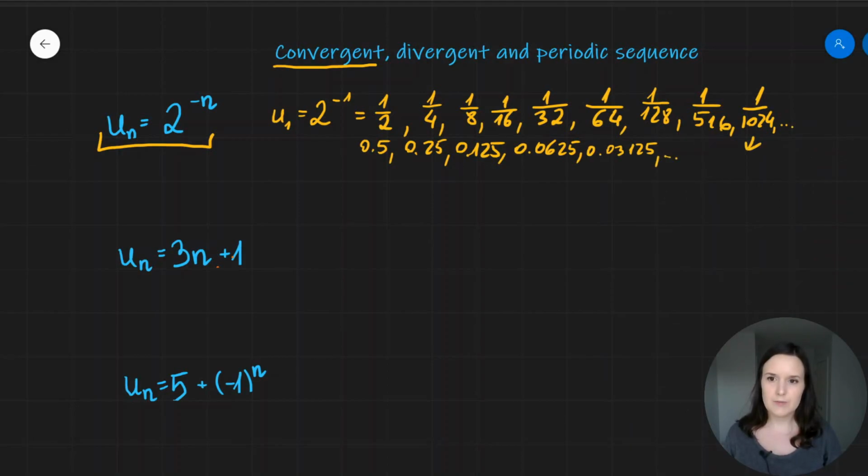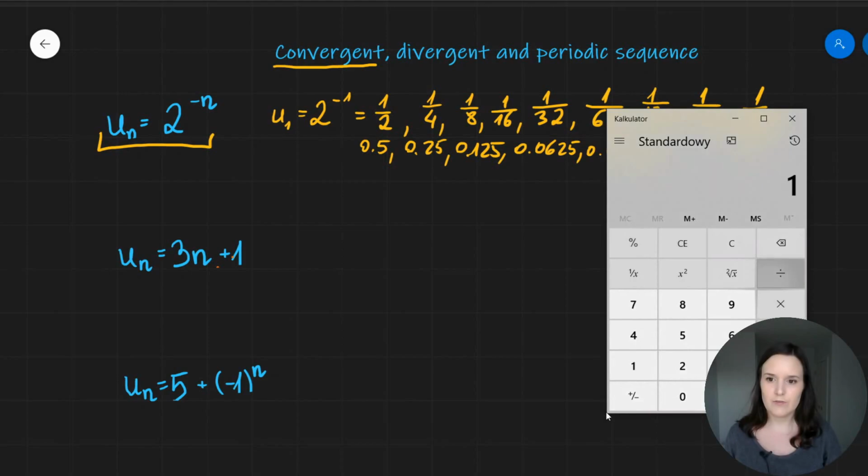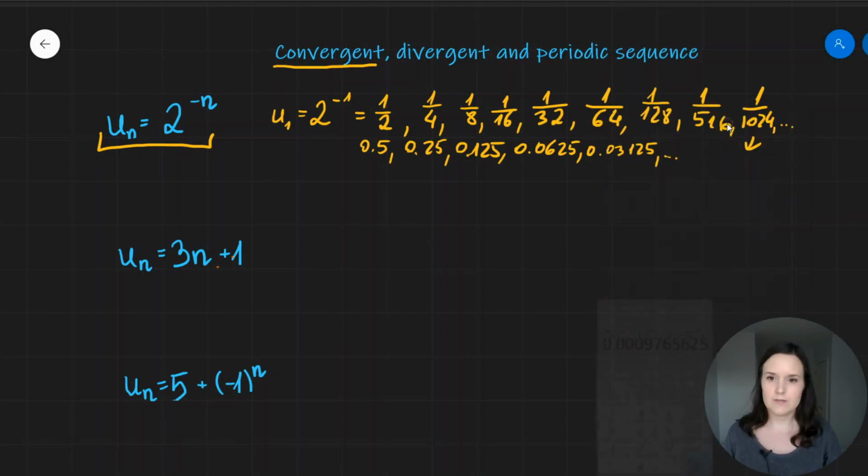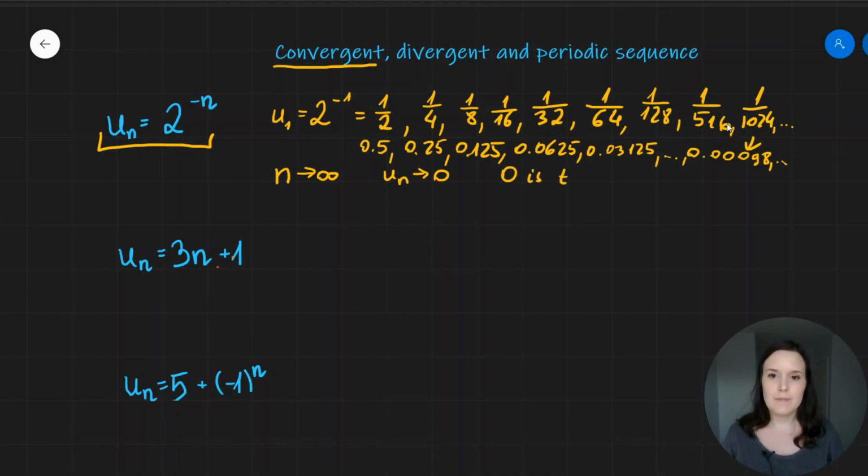Let's try with the last one to clearly see the pattern. 1/1024 is about 0.00097, let's say 0.00098. And the next one will be even closer to 0. So we say that when n tends to infinity, U(n) tends to 0. 0 is the limit. And that means that the sequence is convergent.